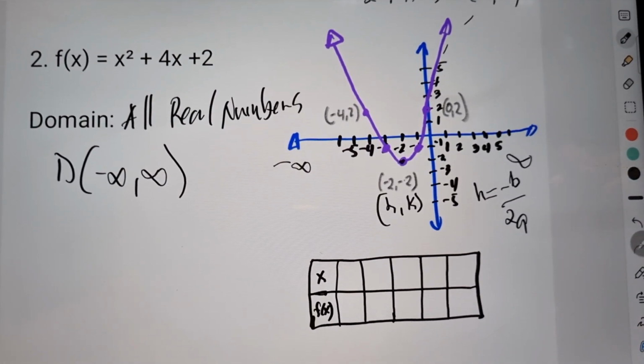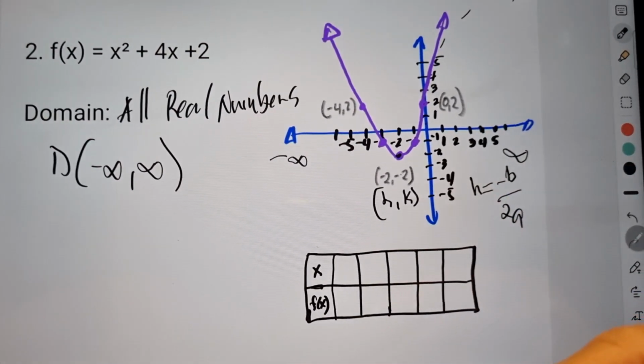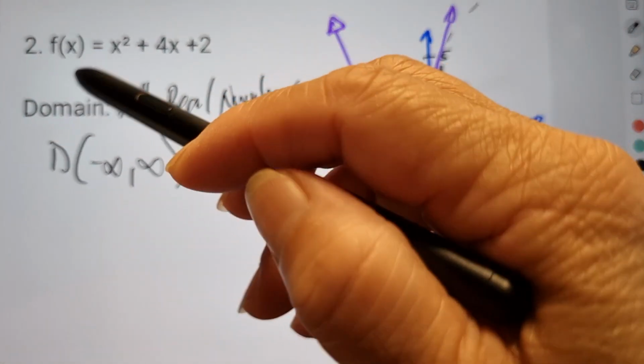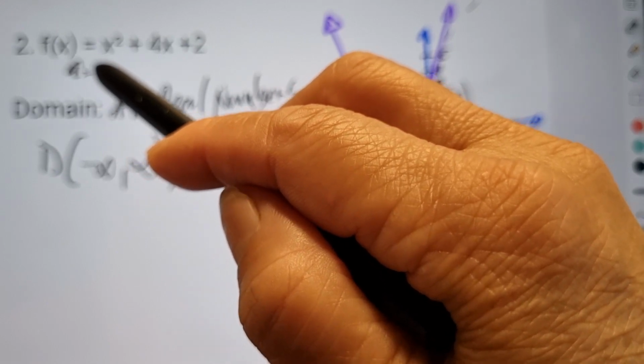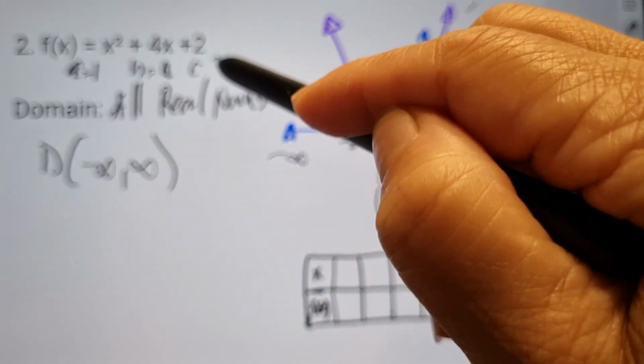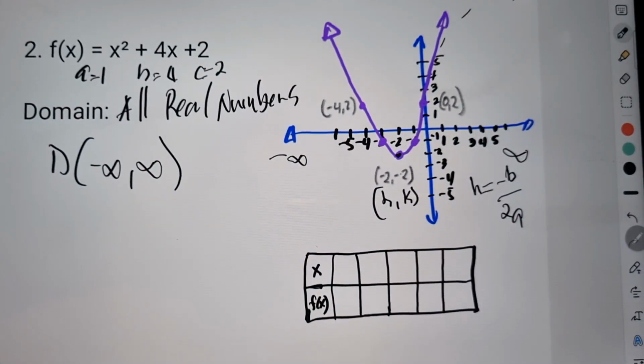Here, ibig sabihin, kailangan natin alamin kung ano yung A, kung ano yung B, kung ano yung C. So sa given natin ngayon, ang A natin ay 1. Ang B natin dito ay 4. At ang C natin ay 2. Okay? So substitute lang natin.